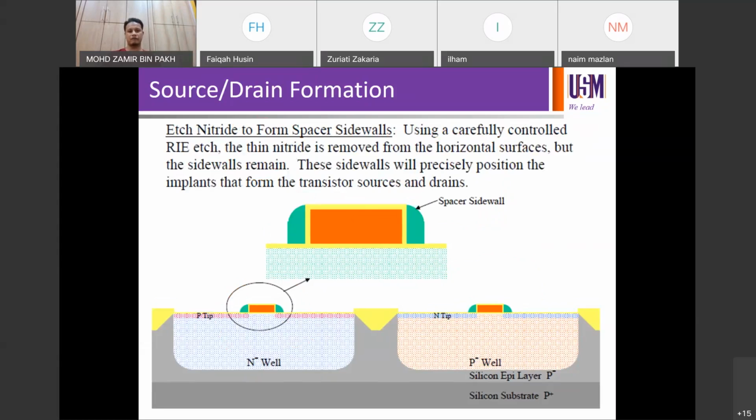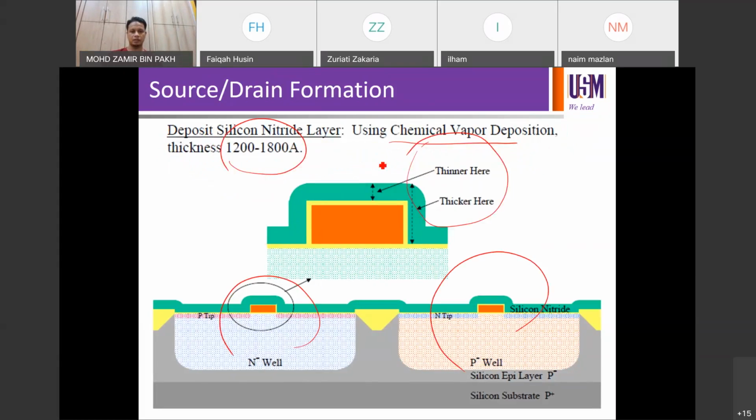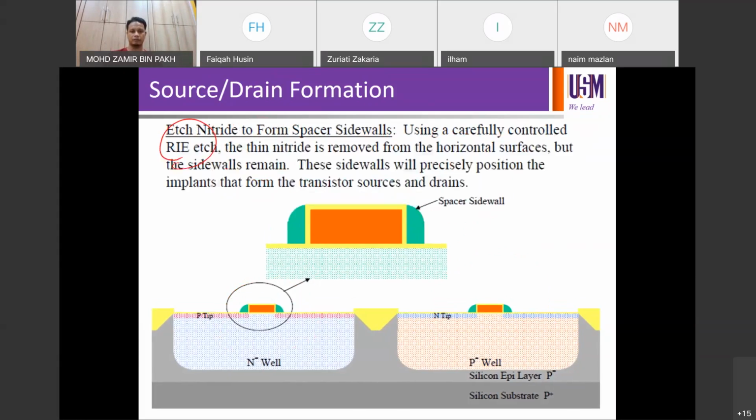Next, etch nitride and form spacer sidewalls. Carefully control the RIE etch. Thin nitride is removed from the horizontal surface. If you compare the previous step and this one, see what the change is. You remove the horizontal part of the nitride, okay? The horizontal part is removed. The sidewall remains. So this will precisely position the implant to form the transistor source and drain.